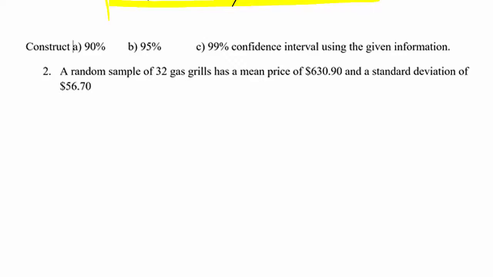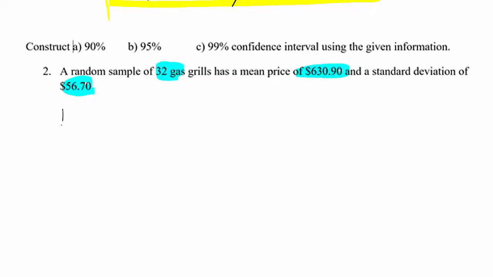Let's look at one more example of constructing a confidence interval. Here, construct (A) a 90%, (B) a 95%, and (C) a 99% confidence interval using the given information. A random sample of 32 gas grills has a mean price of 630.90 and a standard deviation of 56.70. Through this information we have a sample mean, the total number of samples, and the standard deviation, right?